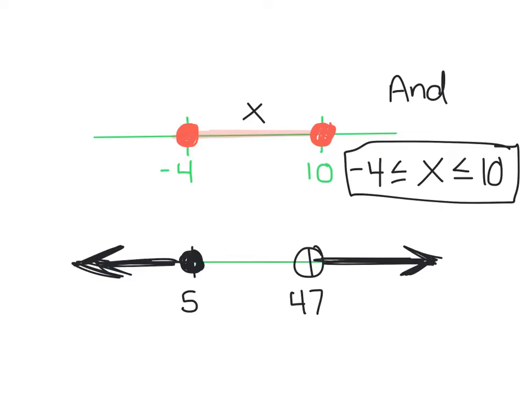This one hopefully looks like an "or" to you, so this one you physically have to write the word "or." This one should be x is less than or equal to 5 or x is greater than 47.